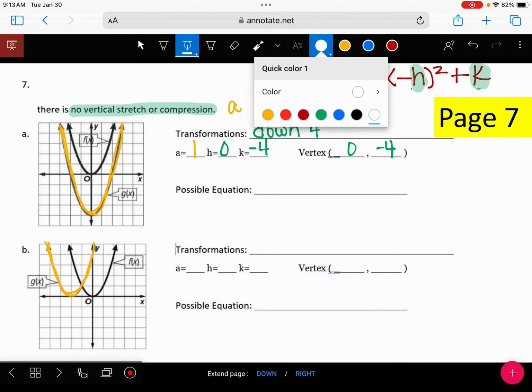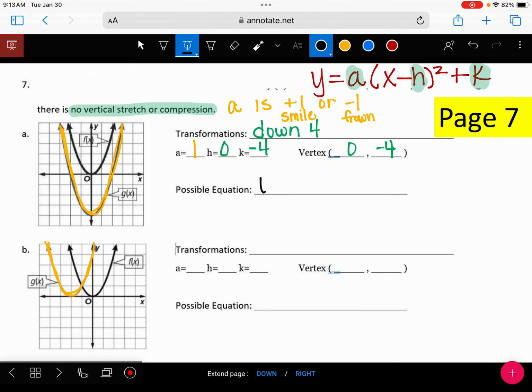So our possible equation will be y equals, and what did we say A was? Because it's a smile, what is A? +1. Make your parentheses. In your parentheses, you have x minus h, and what is h? 0, because it didn't go left or right, squared. And then my k value is -4, so we'll just put a -4. And that would be my possible equation.